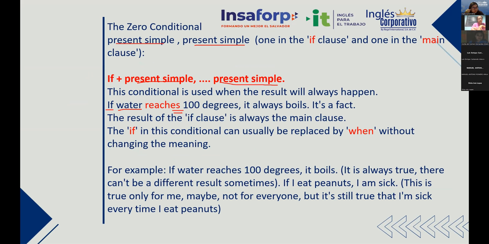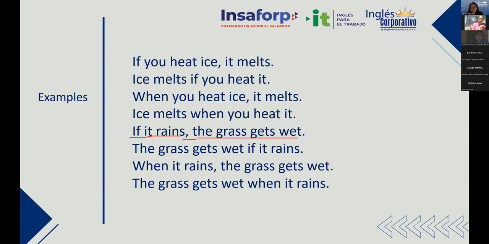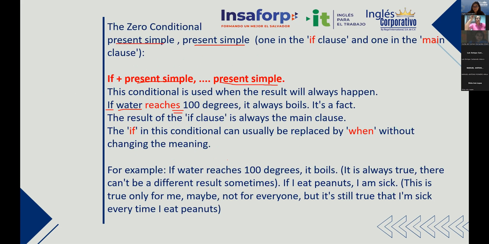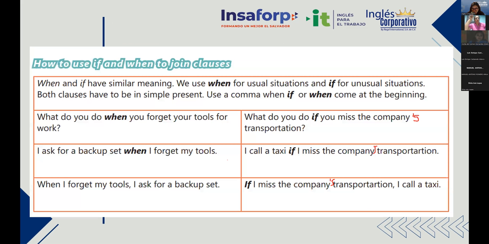Entonces, por eso es que tienen que recordar, este no es como en los modals, que en los modals usted pone el verbo en forma base. Pero aquí en el conditional, usted pone el verbo en present. Este es present, present. Porque yo le puedo agregar ese al verbo. ¿Sí? The grass gets wet if it rains. When it rains, the grass gets wet. ¿Sí? Entonces, vamos a recordar present, present.